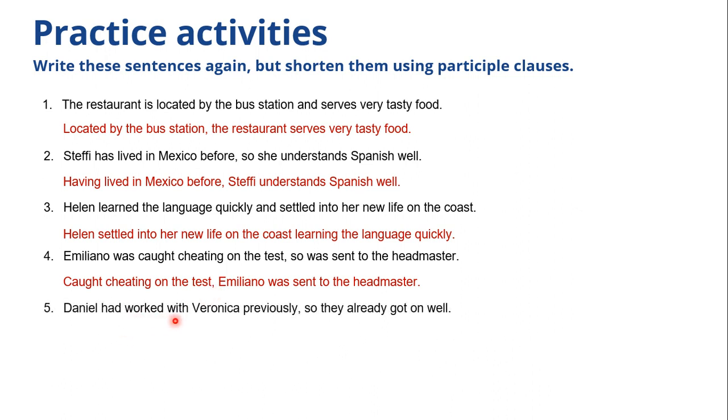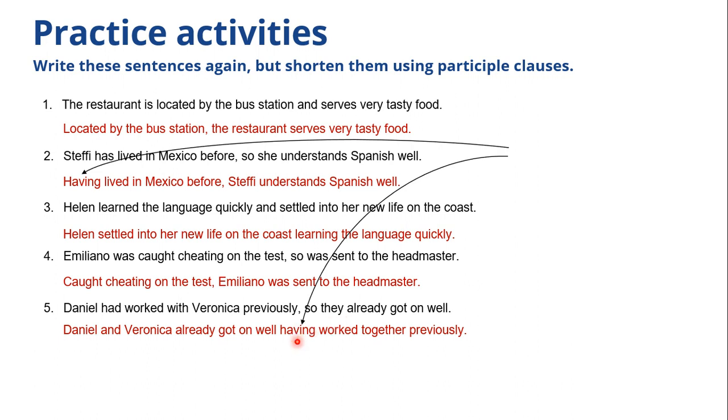Daniel had worked with Veronica previously, so they already got on well. The use of so and had worked, this is the past perfect tense. What is the participle clause with the past perfect tense? That is: Daniel and Veronica already got on well, having worked together previously. Or you can change it: having worked together previously, Daniel and Veronica already got on well. Or you can put it in the beginning or at the end of the clauses.